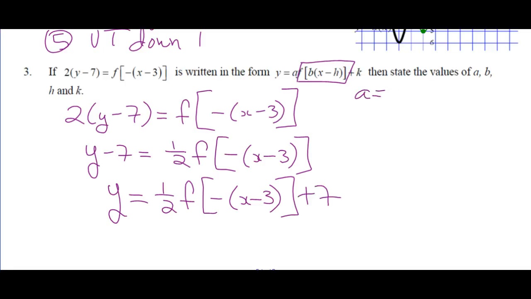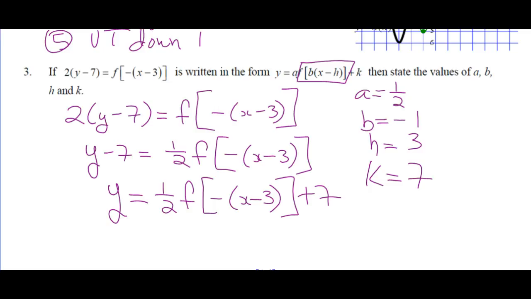What's a? 1/2. What's b? Now watch that, right? It's just a negative there. There's no number, but there is a number. It's 1, so it's minus 1. What's h? 3. h is what follows a negative sign, right? Watch that. Okay, what's k? 7. k is what follows a plus sign.